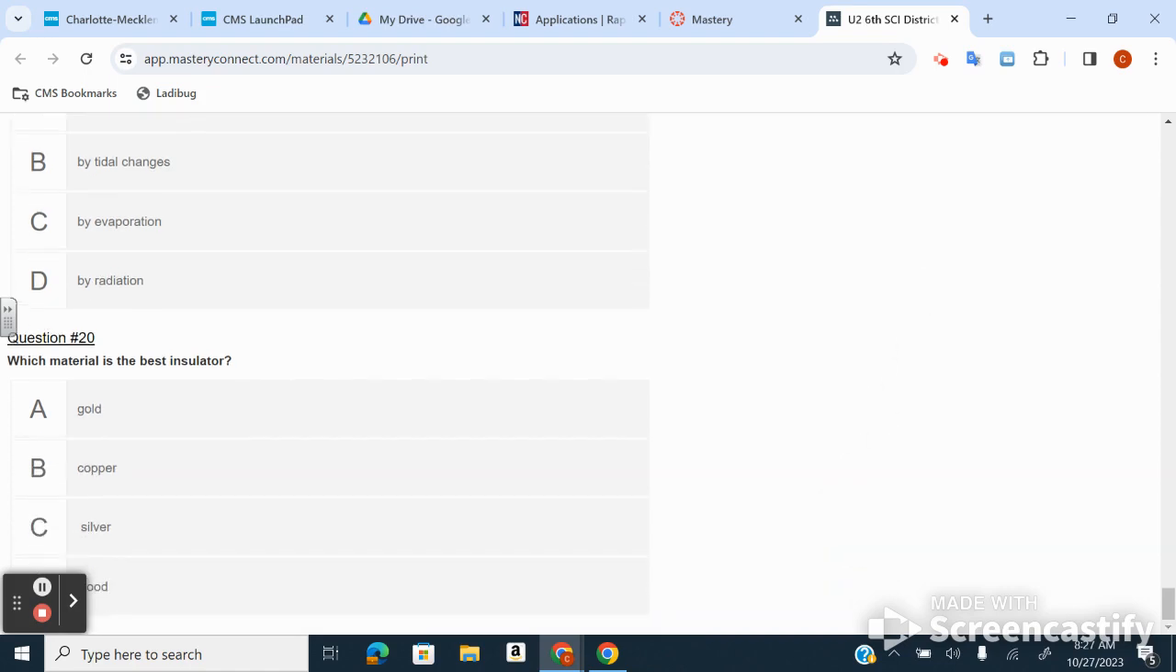Question 20, and it is also your last question. Which material is the best insulator? A. Gold. B. Copper. C. Silver. D.